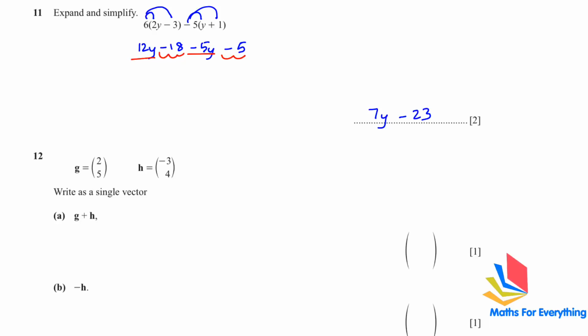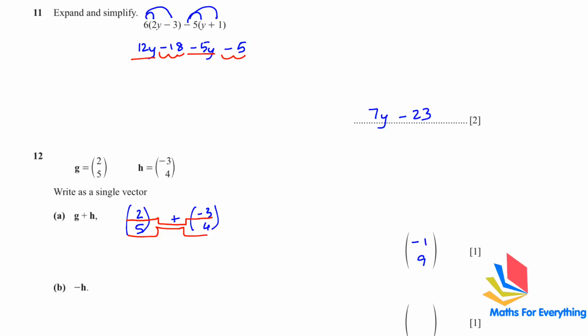Question number 12 is a vector question. We have been given the vector g and h. Write as a single vector g plus h. So we just have to write (2, 5) plus (negative 3, 4). Solve it like a normal addition question. The top numbers 2 plus negative 3, put in the calculator, you will get negative 1. And then 5 plus 4 will give you 9.